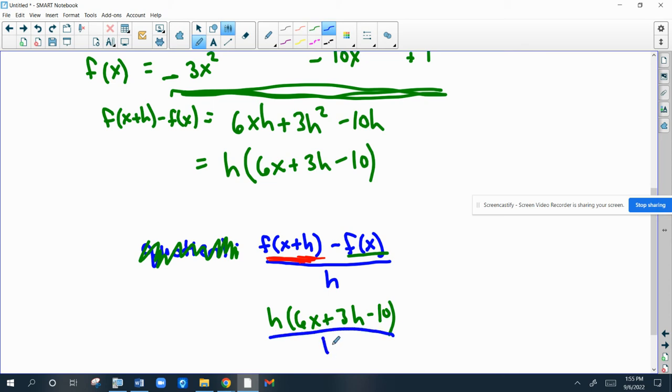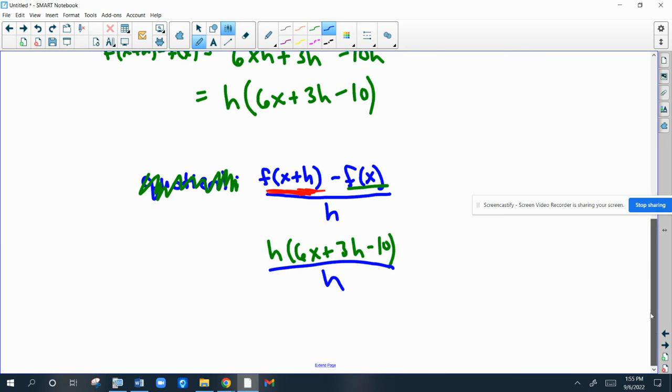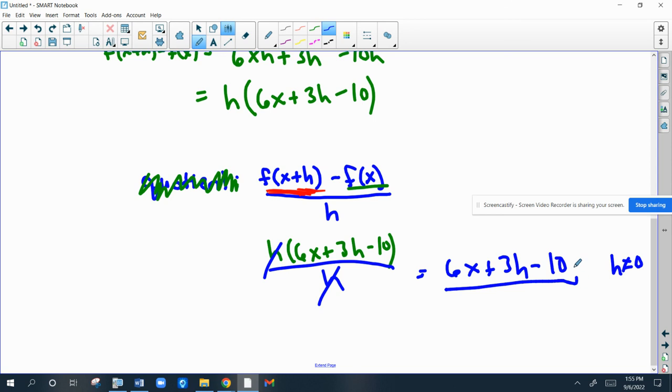Now this is going to happen every single time. You can see that since we have a factor of h down here and a factor of h up here, you just simply cancel them out, and your final simplified difference quotient is 6x plus 3h minus 10. I should comment here that this holds as long as h doesn't equal 0, because that's what would make this undefined. But here's your difference quotient. That's all there is to it.